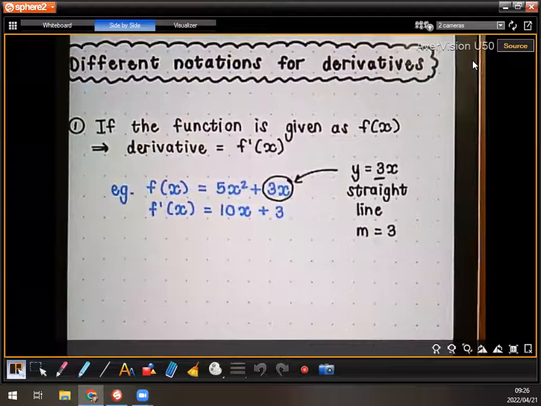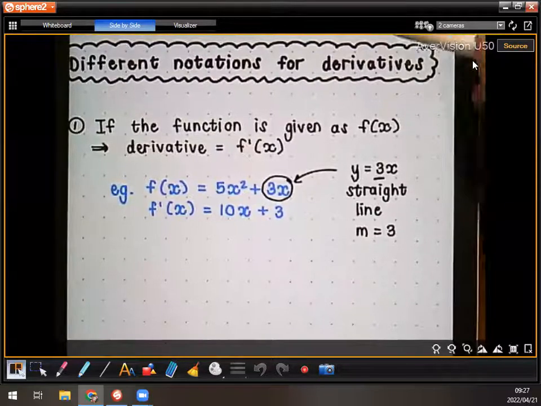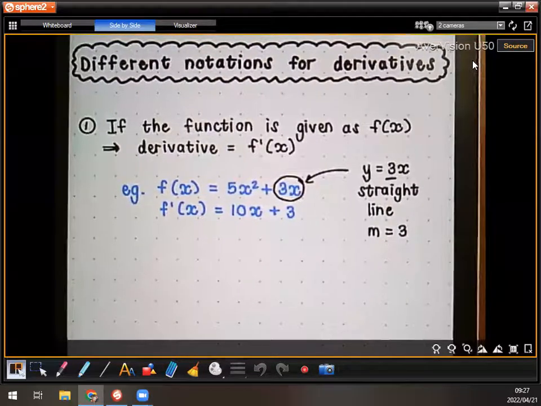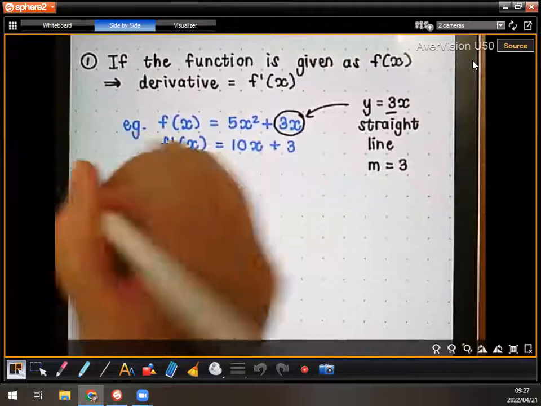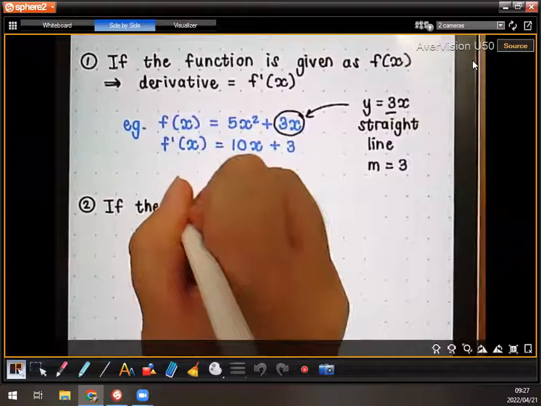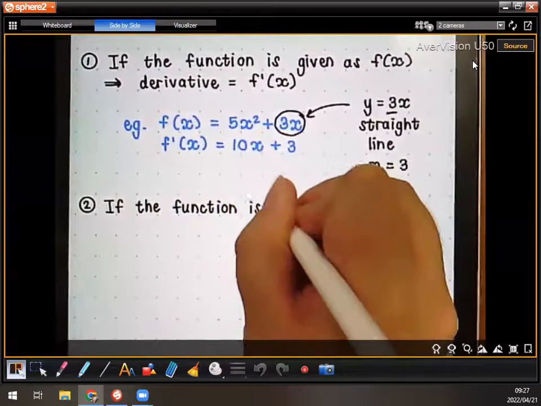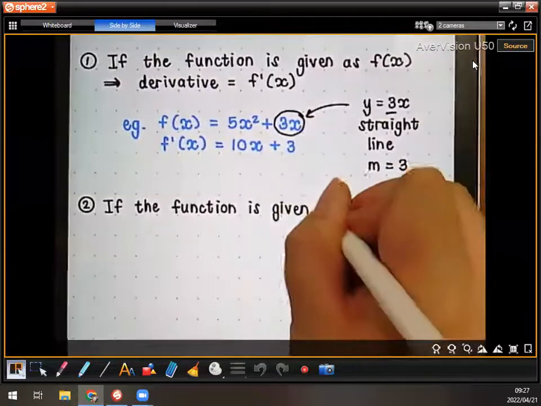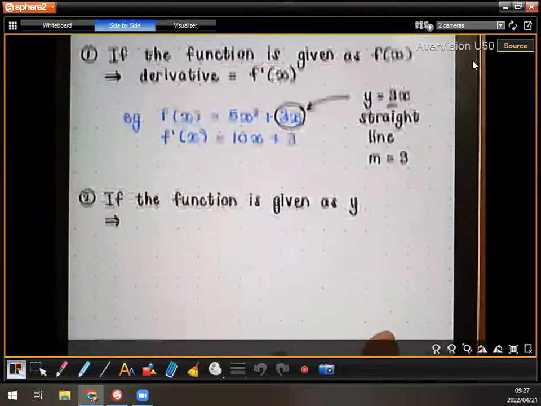So we get it from the rule, but we can also just think of each separate term as a function. Okay, so that is the notation that we've worked with so far. We may have different notations. So if the function is given in a different form, if they write y equals, so if the function is given as y, we will do an example so we can see.